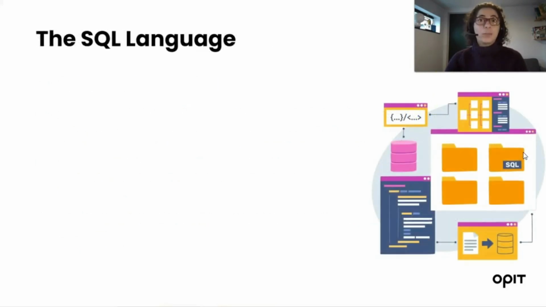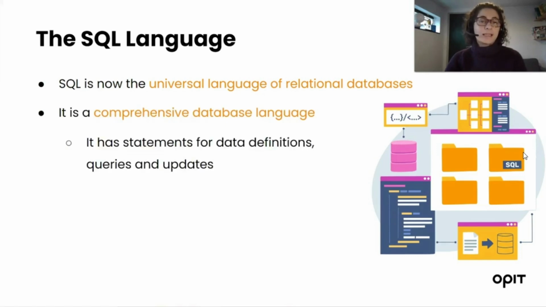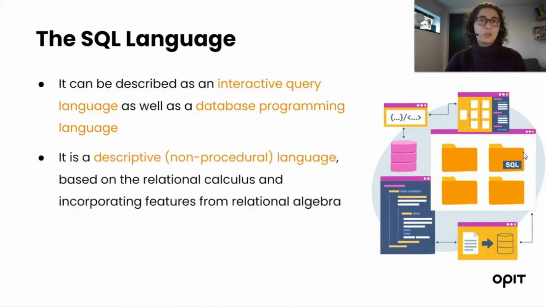SQL is called by many names. It is a universal language, as it is basically used by most relational databases by now. It is a comprehensive database language, as it has statements for data definitions, queries, and updates, and as such, it is much more than just a query language. It is an interactive query language, but also a database programming language. Last, it is a descriptive or non-procedural language that is based on relational calculus that we just saw in the previous module, but it also incorporates features from relational algebra.